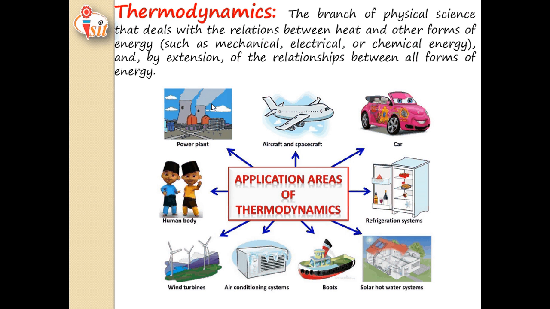Air conditioning, which is very similar to a refrigeration system, absorbs heat energy and moisture from air, and the air is cooled. That cooled air is used for comfort purposes. The human body is the best example. The control of temperature of the human body is governed with the help of the laws of thermodynamics.